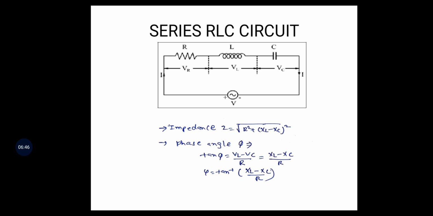That is impedance. Next, the phase angle. Phase angle means the phase difference between voltage and current, V and I. Phase angle phi: tan phi equals VL minus VC by R. That means XL minus XC by R. VL minus VC by R equals XL minus XC by R. Two equations are there. Phi equals tan inverse of XL minus XC by R. This is the phase difference between voltage and current.